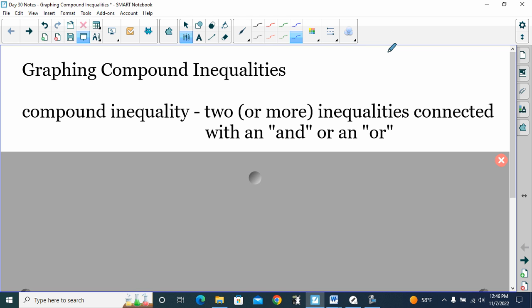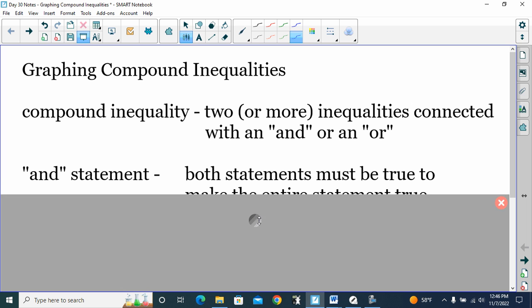Two or more inequalities put together with an and statement or an or statement. If we have an and statement versus if we have an or statement, we are going to handle them in different ways. So let's talk about and first.